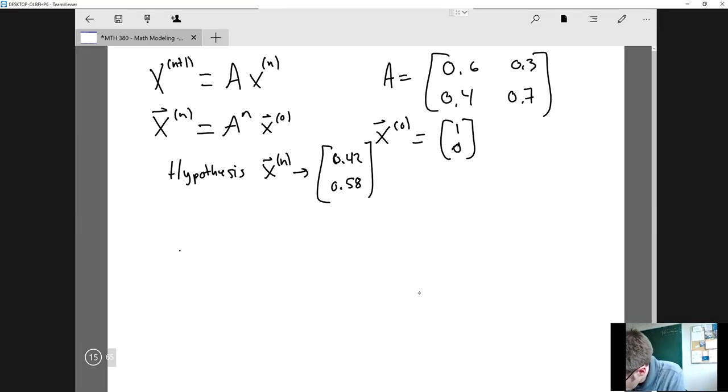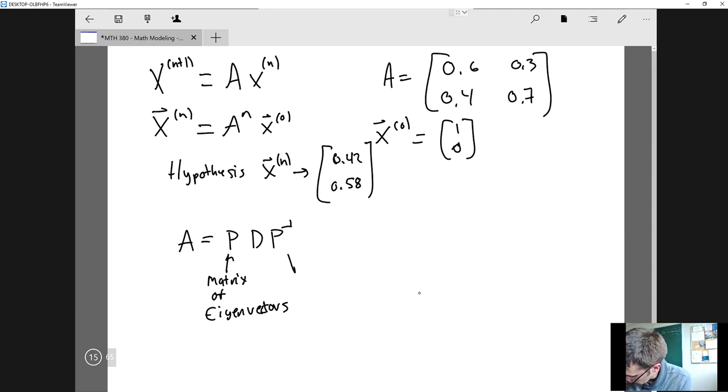All right, so notice A is a square matrix. And in a previous video, we mentioned this notion that you can diagonalize a matrix. You can write a matrix as P times a diagonal matrix times P inverse, where P was the matrix of eigenvectors. And then D was a diagonal matrix with eigenvalues.